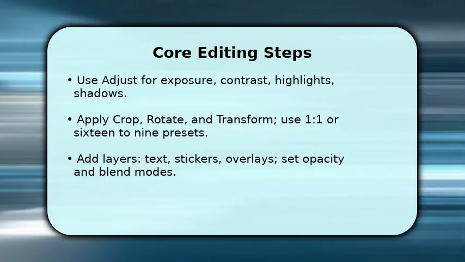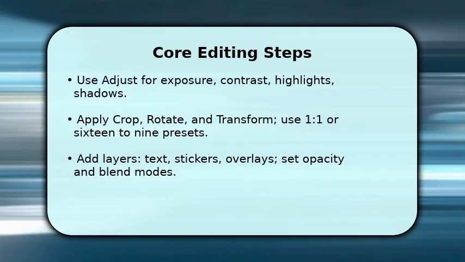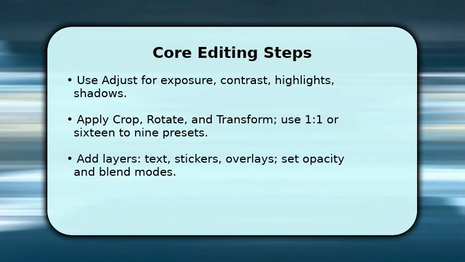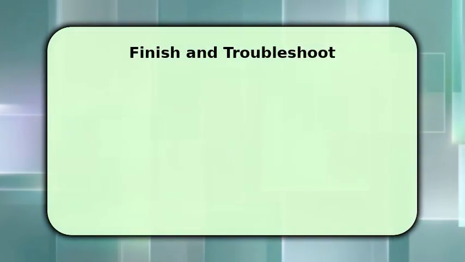Then use Crop and Rotate. Pick one of the aspect presets like 1:1 or 16:9 to reframe. Make selective fixes with the Heal or Clone tools. Once done, add a new layer for text, stickers, or overlays, and adjust opacity or blend modes to blend elements naturally into the photo. You're at the finish line.